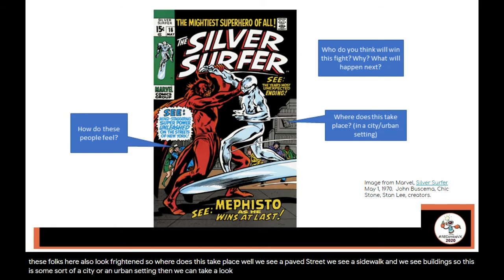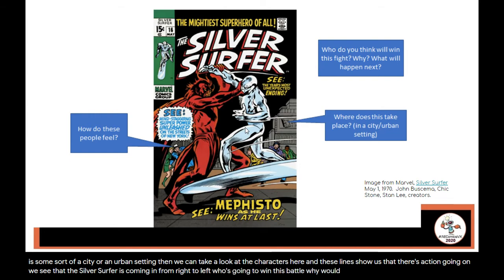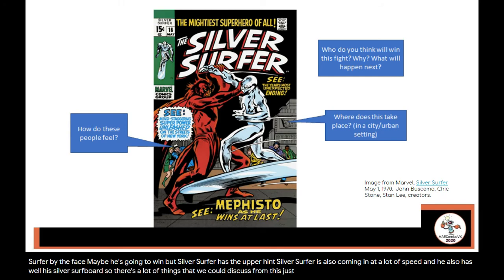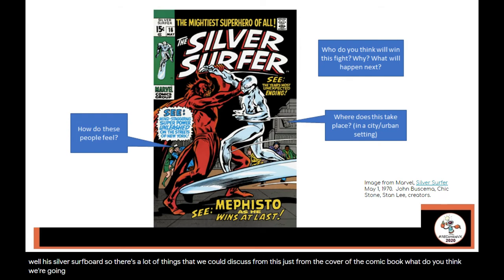Then we can take a look at the characters here. And these lines show us that there's action going on. We see that the Silver Surfer is coming in from right to left. Who's going to win this battle? Why would you say that? Well, this character has Silver Surfer by the face. Maybe he's going to win, but Silver Surfer has the upper hand. Silver Surfer is also coming in at a lot of speed, and he also has, well, his silver surfboard. So there's a lot of things that we could discuss from this, just from the cover of the comic book. What do you think we're going to learn about when we read in the comic? What's the story going to be about?